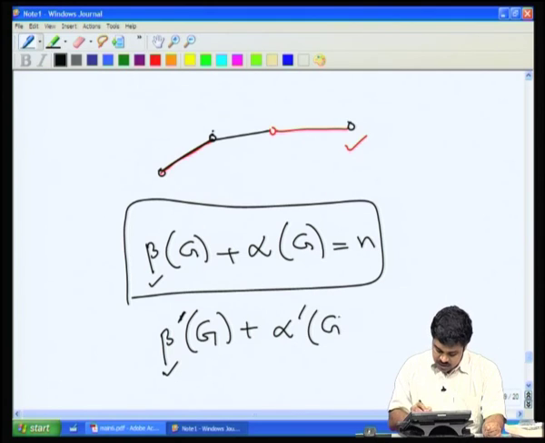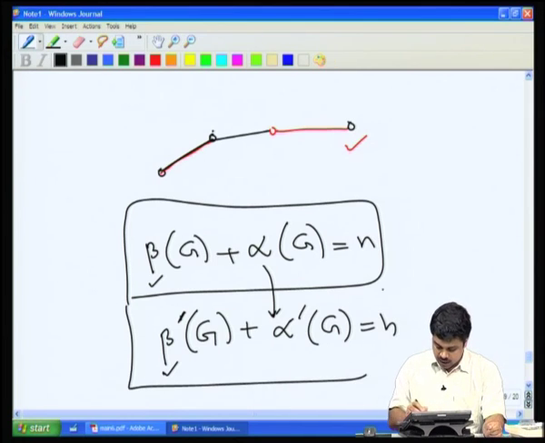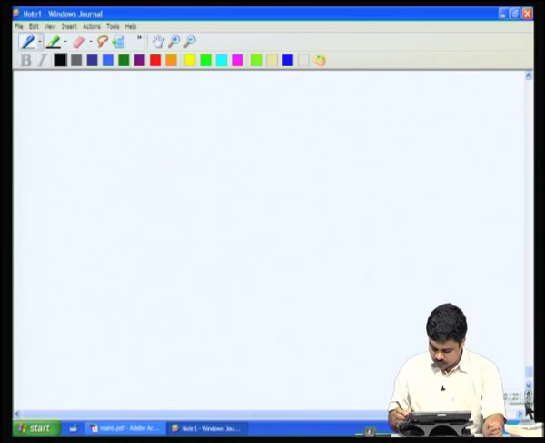Let us call it beta dash of g plus alpha dash of g. This is the biggest matching. Remember, you have the edge corresponding notion with respect to the edges, so that is why we are using alpha dash. So, beta dash of g plus alpha dash of g can also be shown to be equal to n. How can I show that? This is easy, at least one side, a little bit.